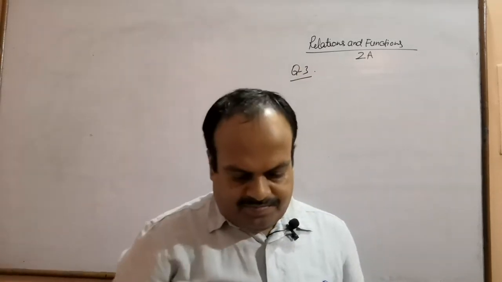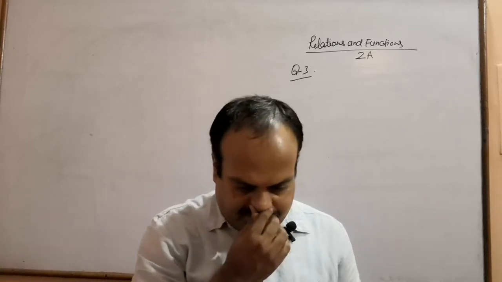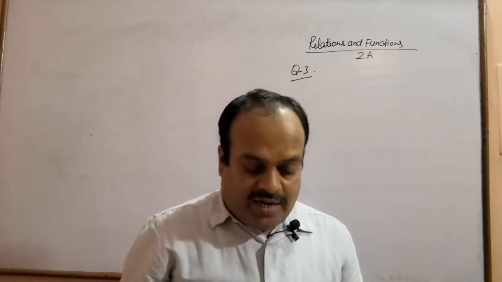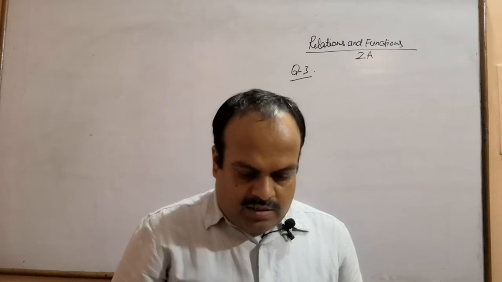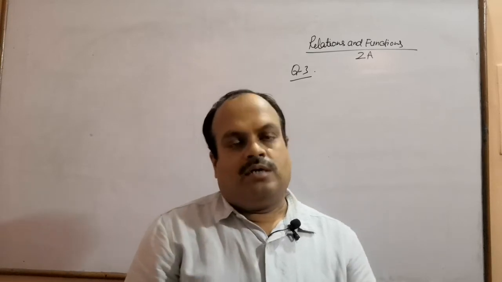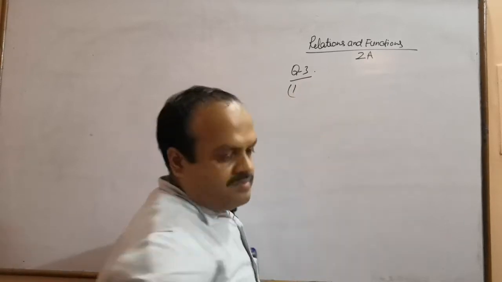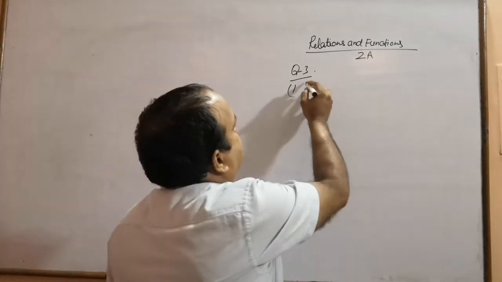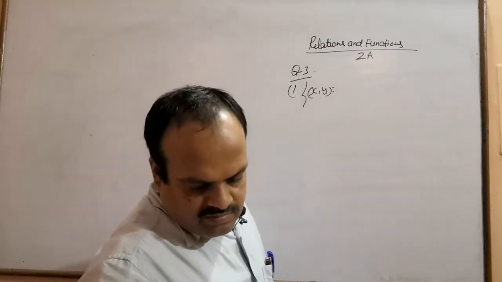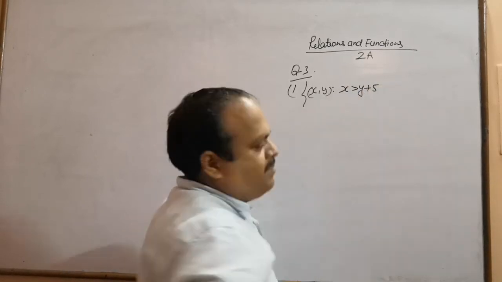We have the statements, and we have to find which of the ordered pairs belong to the given relations. First one: x comma y such that x is greater than y plus 5.